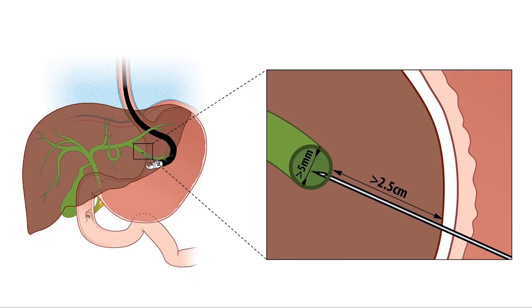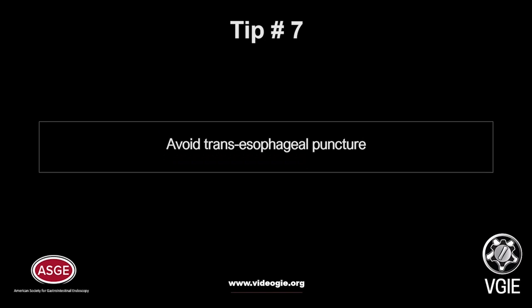The distance between the liver capsule and the targeted bile duct should ideally be 2.5 to 3 centimeters. If the distance is too small, there is an increased risk of bile leak. On the other hand, if the distance is too large, there is a lower chance of technical success. Avoid transesophageal puncture.